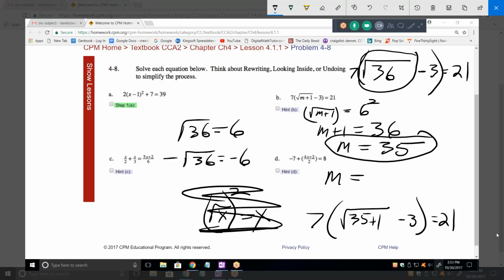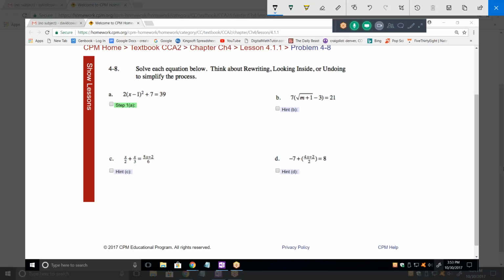In addition to showing you how important parentheses are. Notice when I did it the first time, I left out the parentheses and I didn't get it to work. All right. Let's look at B. Now, or C, excuse me.